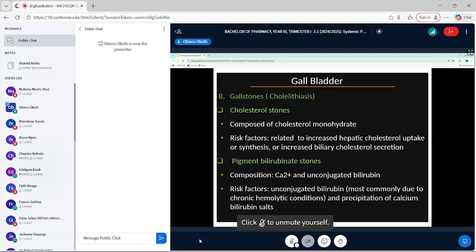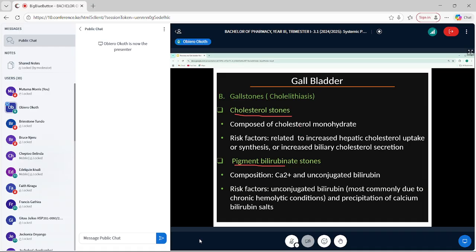Okay. Now, our main discussion will be on the gallbladder, and this is the stones. These are common. These stones, which we call cholelithiasis, are common. Okay. So there are two types of stones. There are what we call cholesterol stones. Then there are those we call pigment stones, pigment or bilirubinate stones. The cholesterol stones are formed from cholesterol.